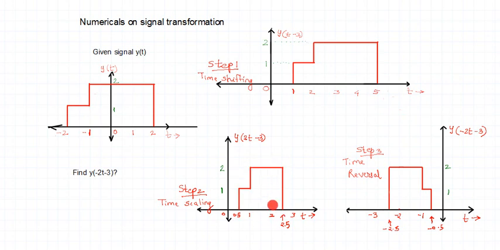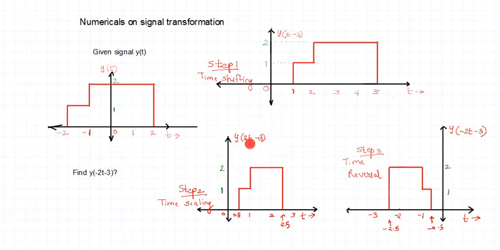Now what we do? Now we go to the next. And what do we call this signal, friends? Yeah, this is important. What do we call this signal? Earlier it was y of t minus 3. We did scaling on this. So the new name of the signal is y of 2t minus 3. Right? You did scaling on this, scaled by a factor of 2. So the name of the signal is y of 2t minus 3.